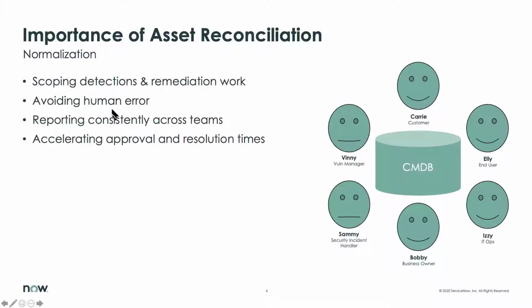Another thing is avoiding human error. Before going through this asset reconciliation process, I know a lot of us in the past have used things like spreadsheets and other sorts of tools. There's a lot of room for human error, so that normalization is super important. Make sure we're all, again, talking about the same thing.